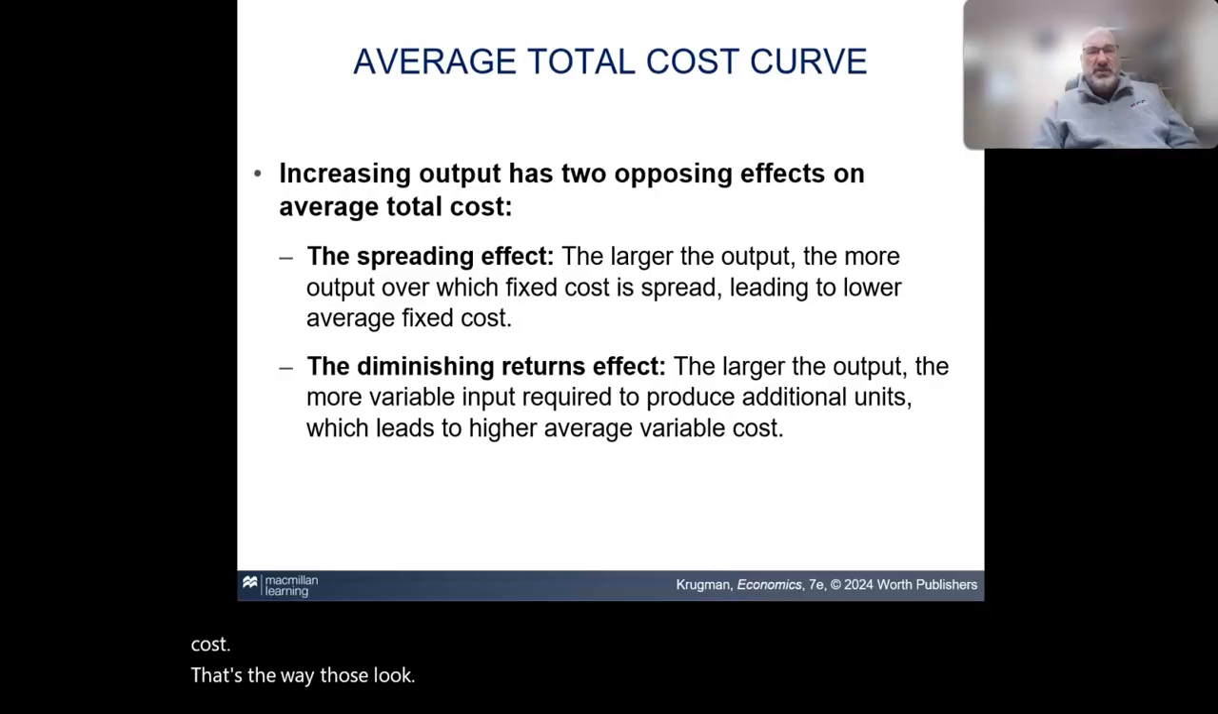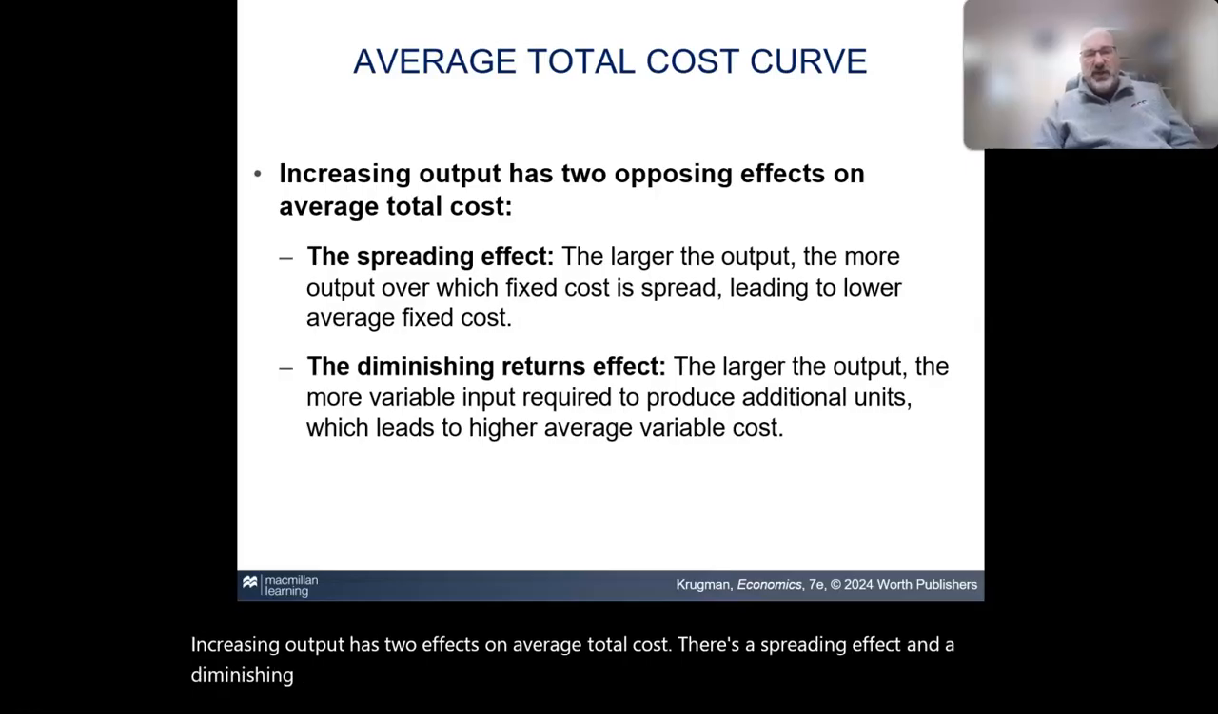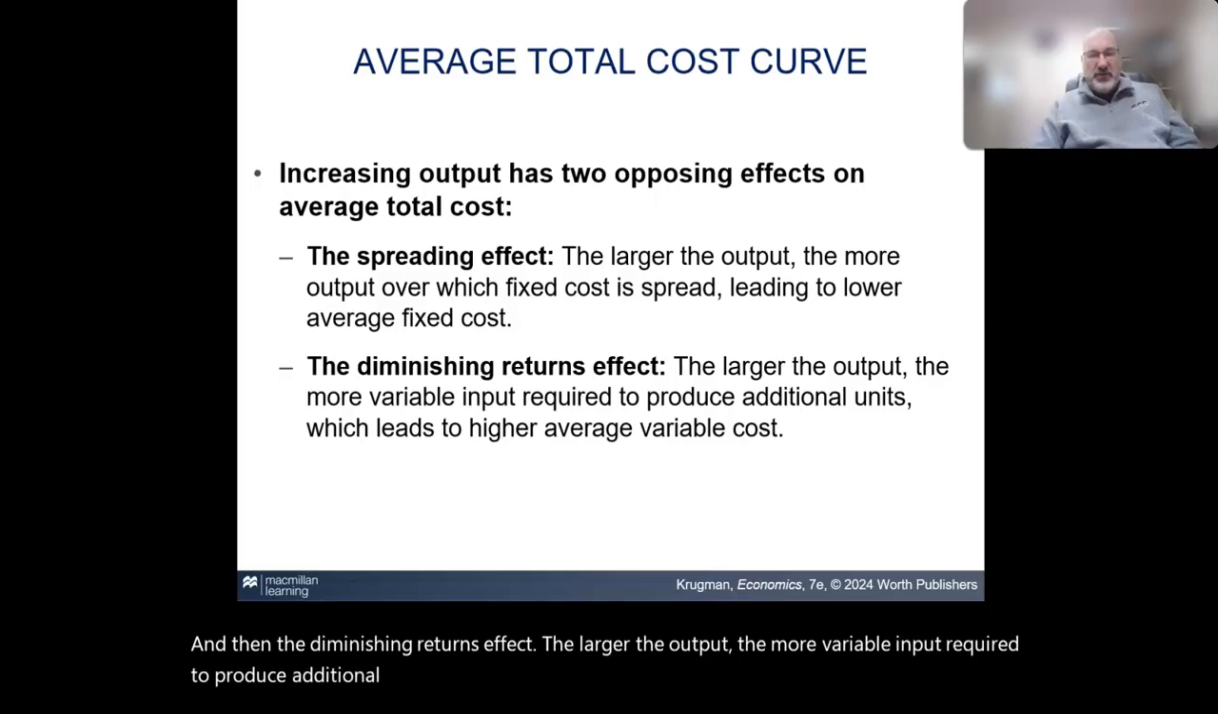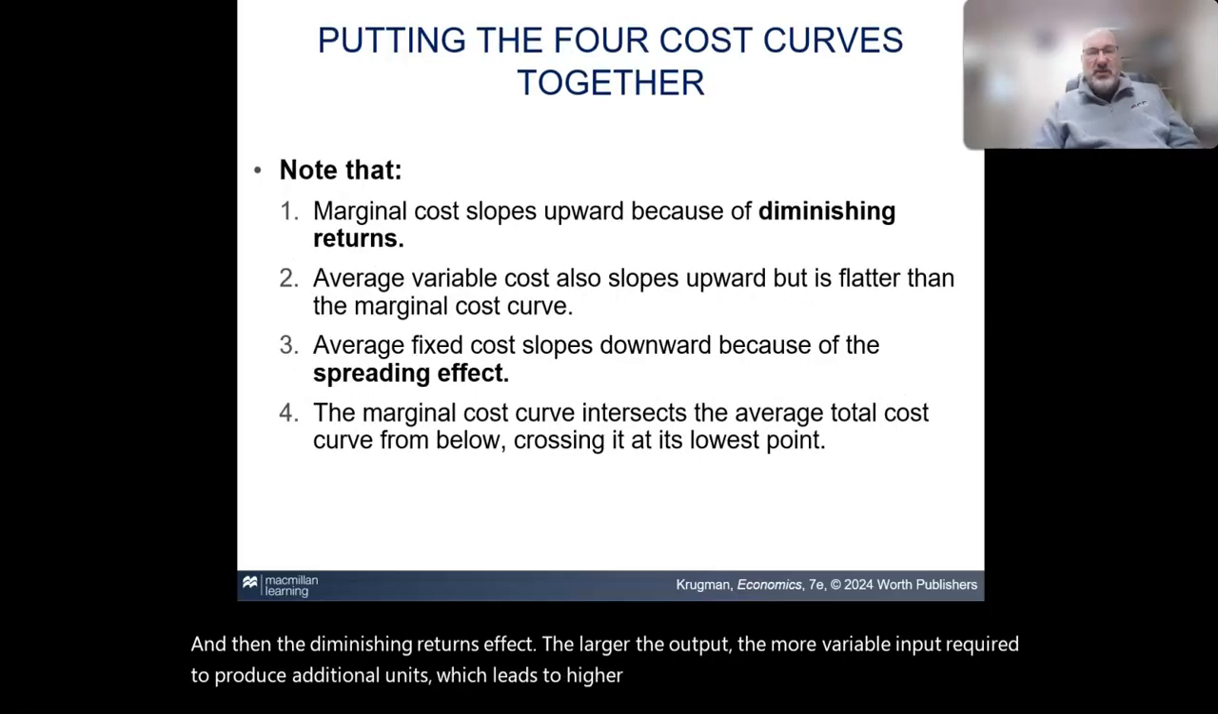Increasing output has two effects on average total cost. There's a spreading effect and a diminishing returns effect. So the spreading effect, the larger the output, the more output over which fixed cost is spread, leading to lower average fixed cost. And then the diminishing returns effect, the larger the output, the more variable input required to produce additional units, which leads to higher average variable cost.